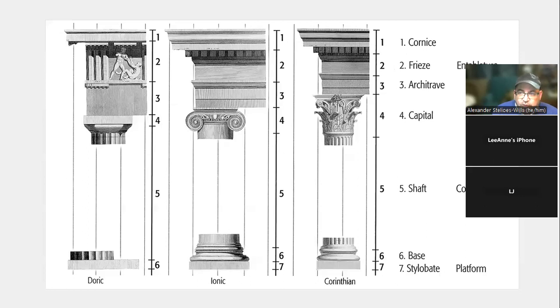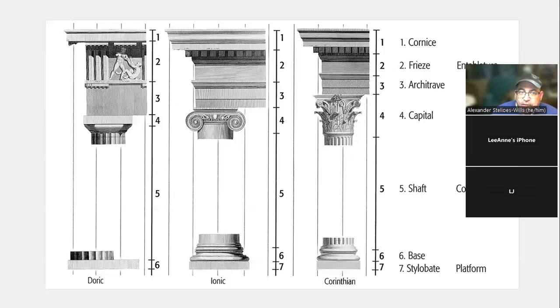Doric was considered more stately, more serious, more stout. It was the heavier one. Ionic was lighter and thinner. And then Corinthian was generally seen as the compromise between the two systems. Interestingly enough, Corinthian is named after one single city-state, Corinth, which, if you remember, is the city that produced the most ceramics that we looked at. Corinth was the hotbed of Greek ceramics for a long period.